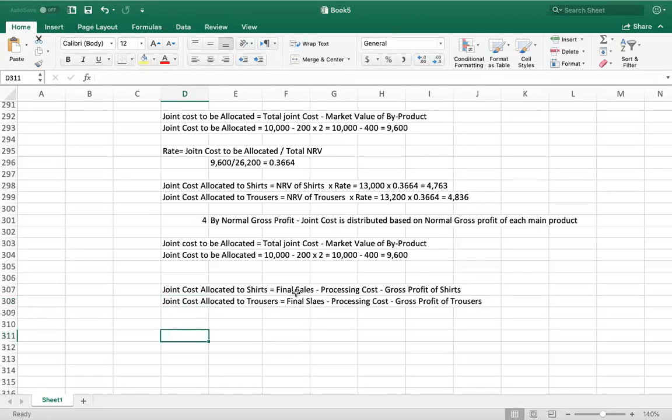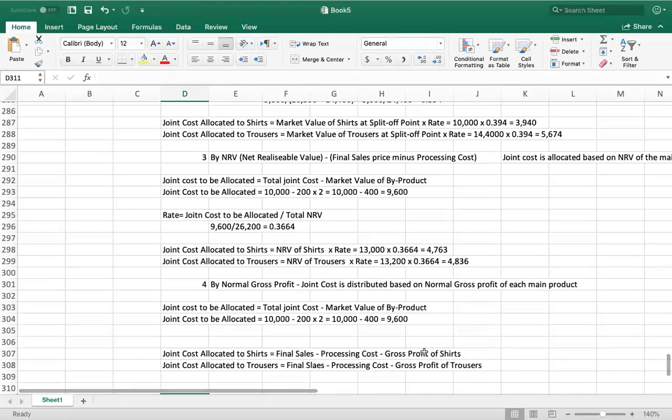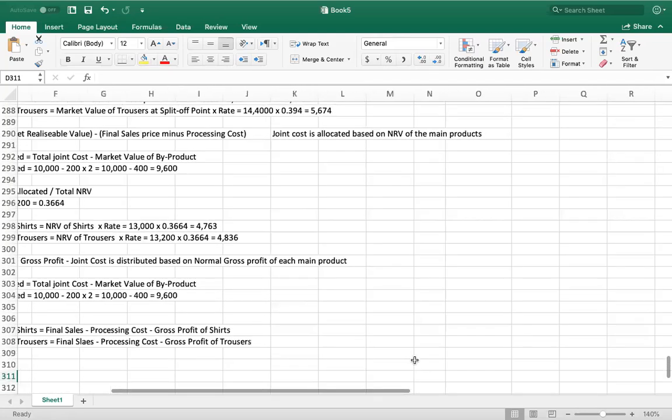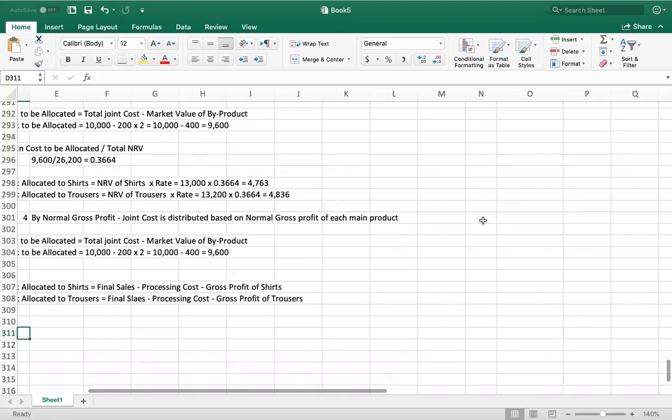Okay, so final sales price is given, processing cost is given. The only thing we don't know is the gross profit of each item. So what we will do is calculate the gross profit. In this method, first we will calculate the gross profit.